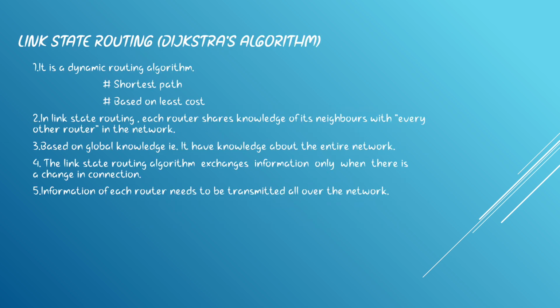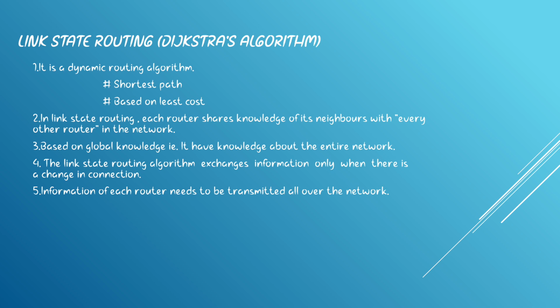Now link state routing, it is also known as the Dijkstra algorithm. It is also a dynamic routing algorithm. It states two important things: shortest path and based on the least cost. In link state routing, each router shares the knowledge of its neighbors with every other router in the network, based on global knowledge, that is, it has knowledge about the entire network.